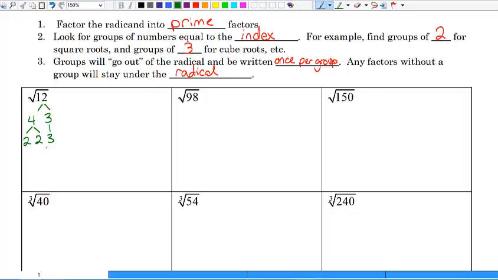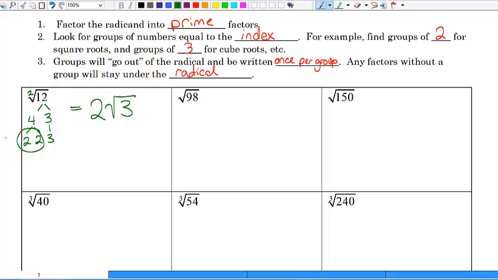So now step 2 says look for groups equal to the number of the index. Now this is a square root, so we're looking for groups of 2. I have a group of 2 right here. I have 2 2's. So groups will go out of the radical, but I'm only going to write them once per group. And any factors without a group will stay under the radical.